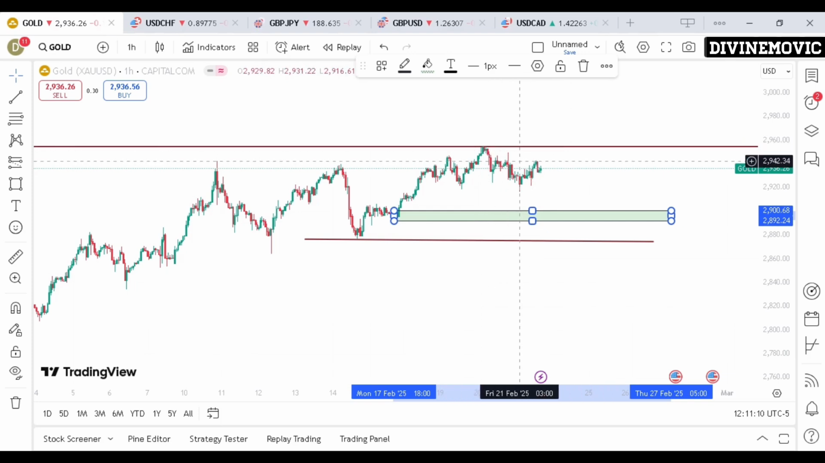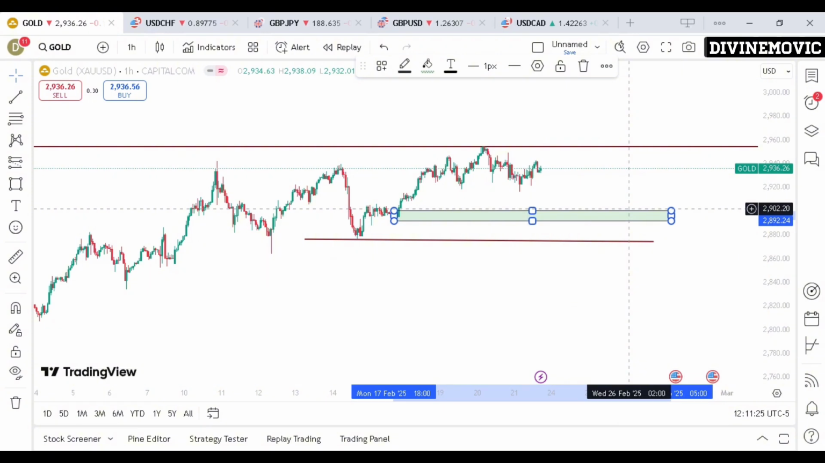Now, for price to do that, price needs to simply sell down into this zone for us to look for a buy opportunity. But knowing that price is going to sell into this zone, you can still identify a sell opportunity. And for us to identify a sell opportunity, we want to go to the 15 minutes time frame and understand what price is doing, because the 15 minutes time frame is always the time of entry.